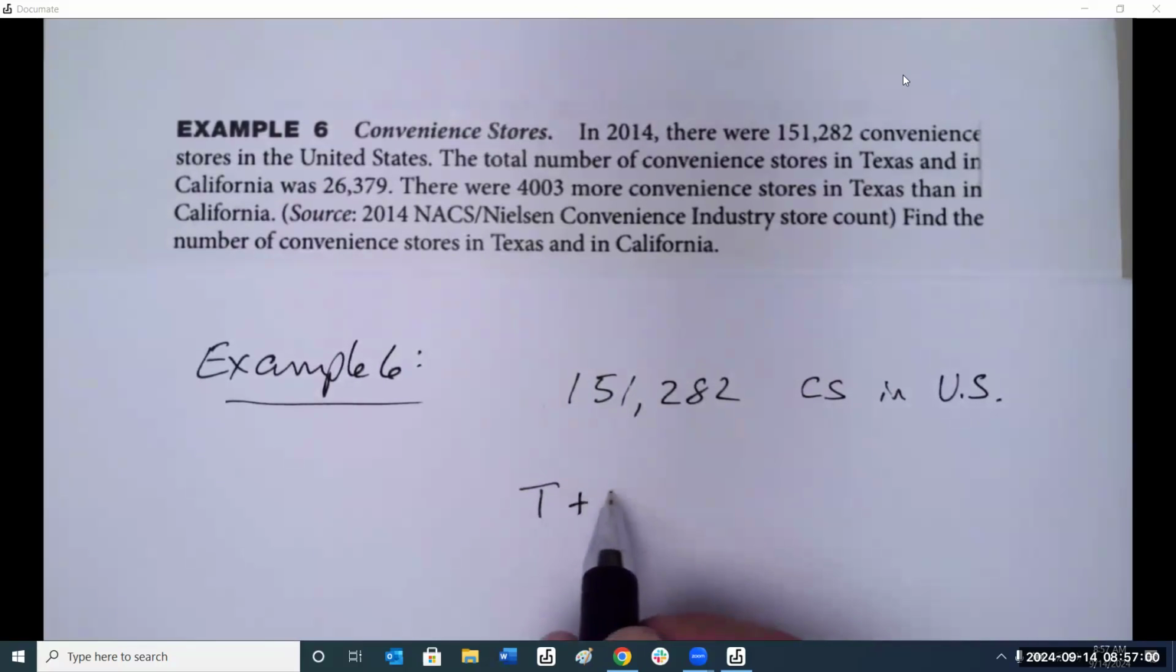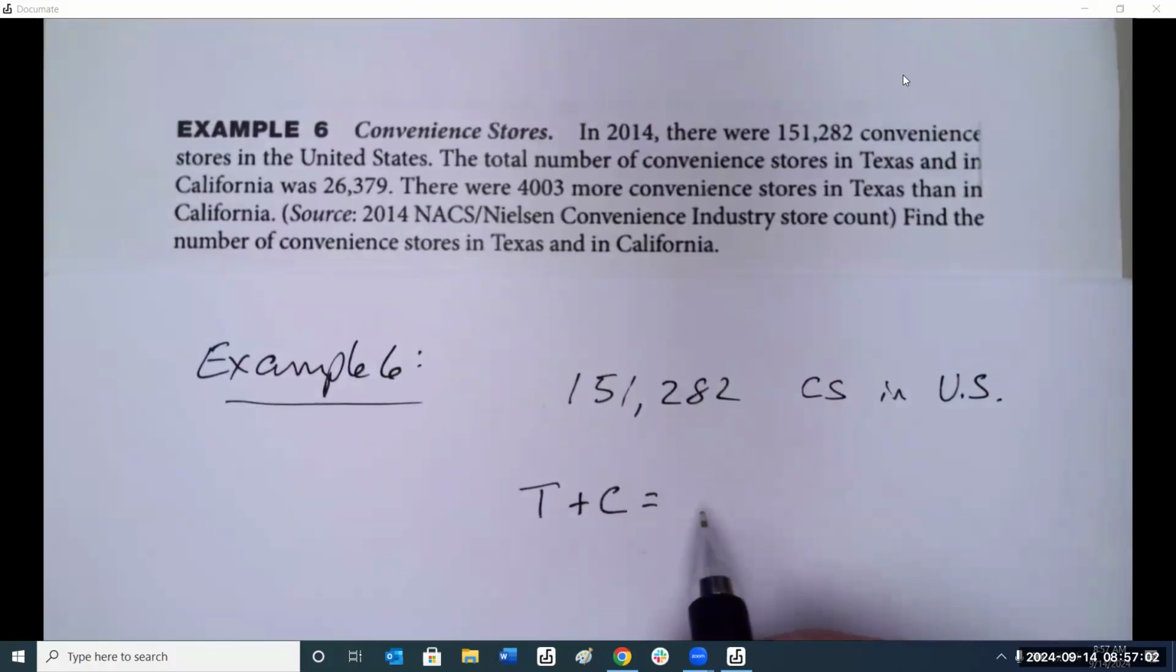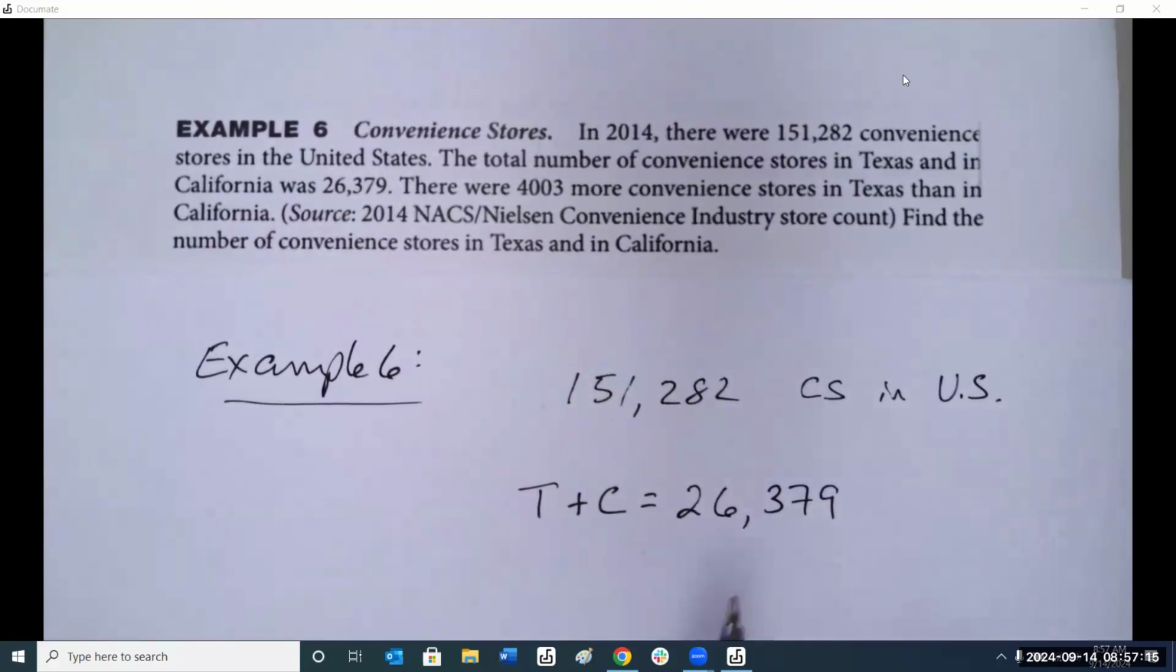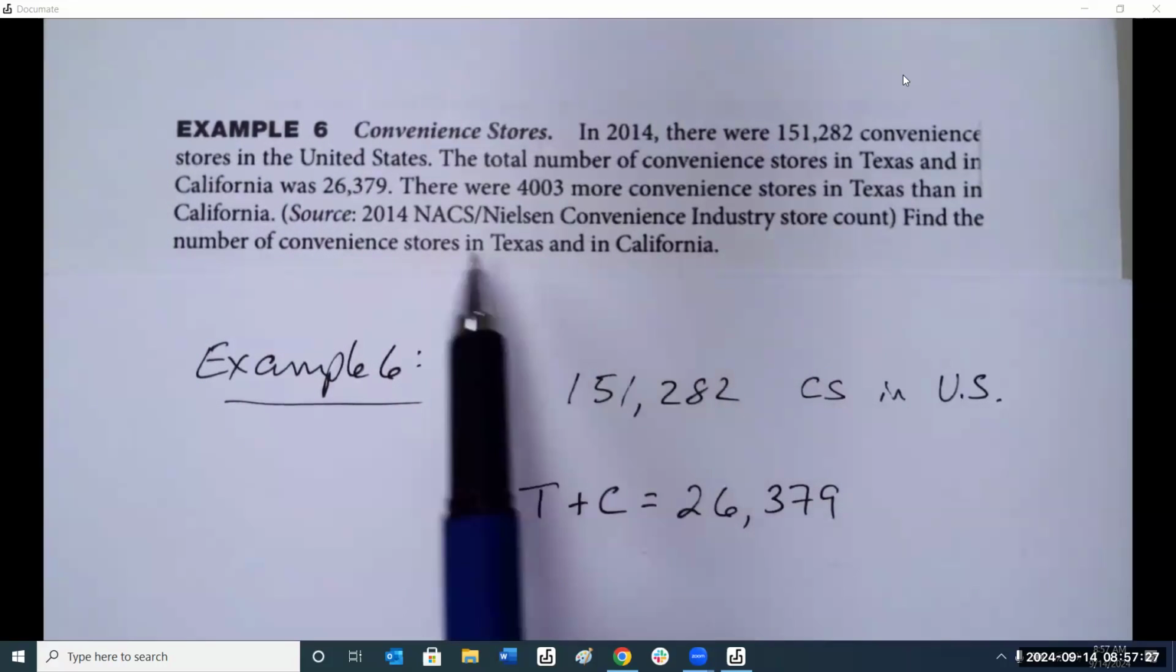Texas and California, the number of stores equals 26,379. So this is typically what's going to happen. It's going to give you the overall equation that you're going to use. But we have one equation with 2 variables. How are these 2 variables related? That usually comes in the next sentence.